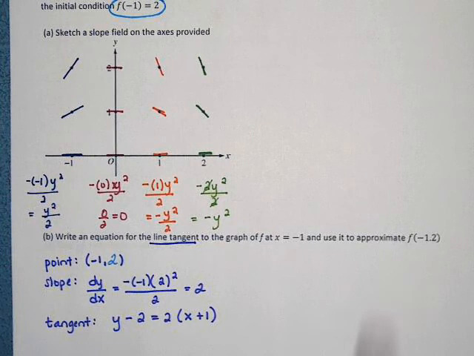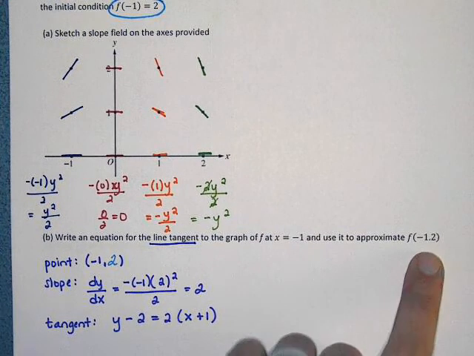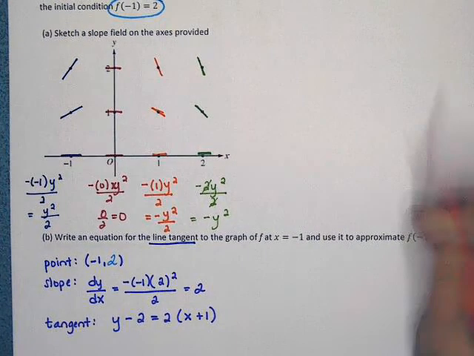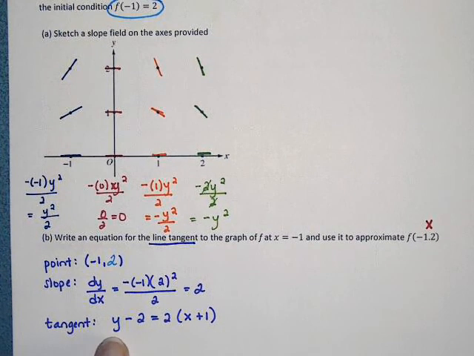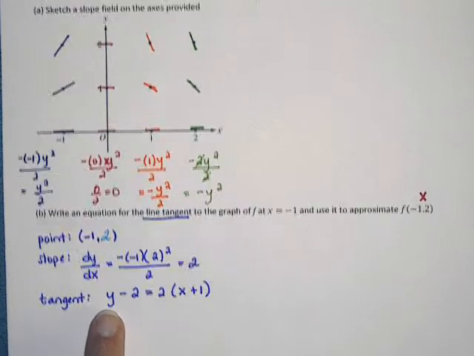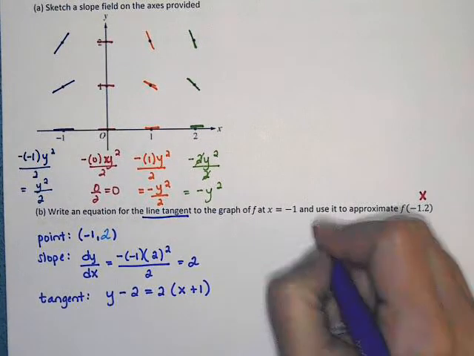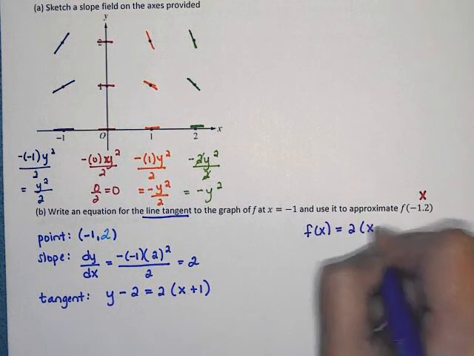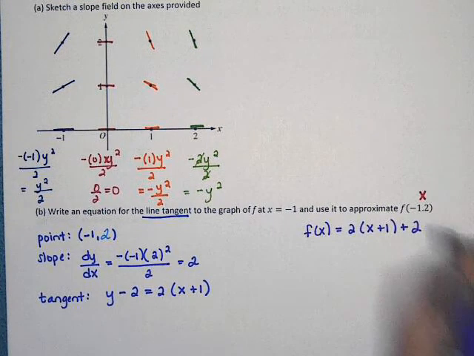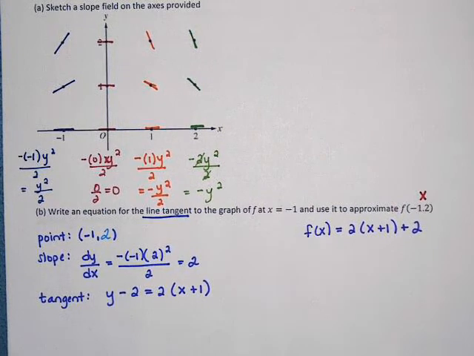Now it asks me to approximate f of -1.2. In other words, when you plug in -1.2 for your x value, what happens? So if I want to figure out f of -1.2, I'm going to start by getting the y by itself and changing it to an f of x. So I would have f of x equals 2 times (x plus 1) plus 2. You may remember we sometimes called that a linear approximation or a linearization. Here we're just using f of x instead of L.